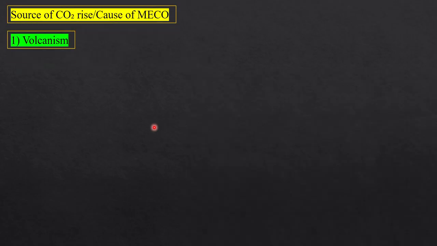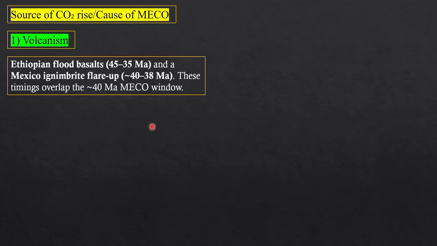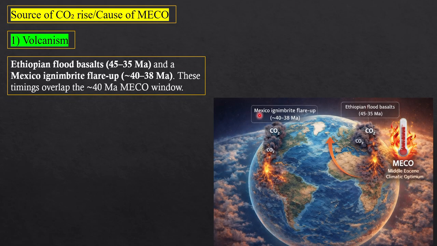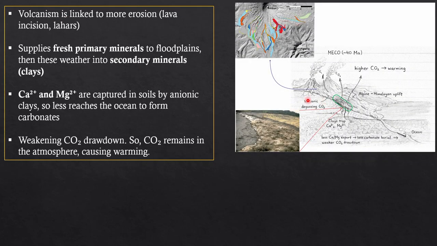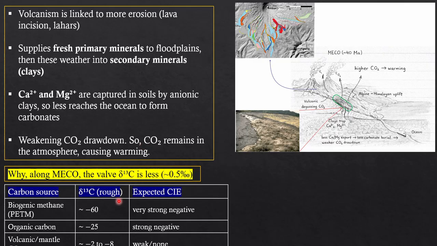Now the sources. First, people say the source is volcanism. Two flood basalts, from Ethiopia and Mexico, are the cause of this MECO event. They related this volcanism to the supply of different gases that weakened the carbon drawdown, due to which the atmosphere warmed. They also give this reason: in the PETM there is a maximum carbon excursion, around minus 6 per mil, because the organic input is too much. But in this MECO event the organic input is weak, so the carbon excursion is very little.